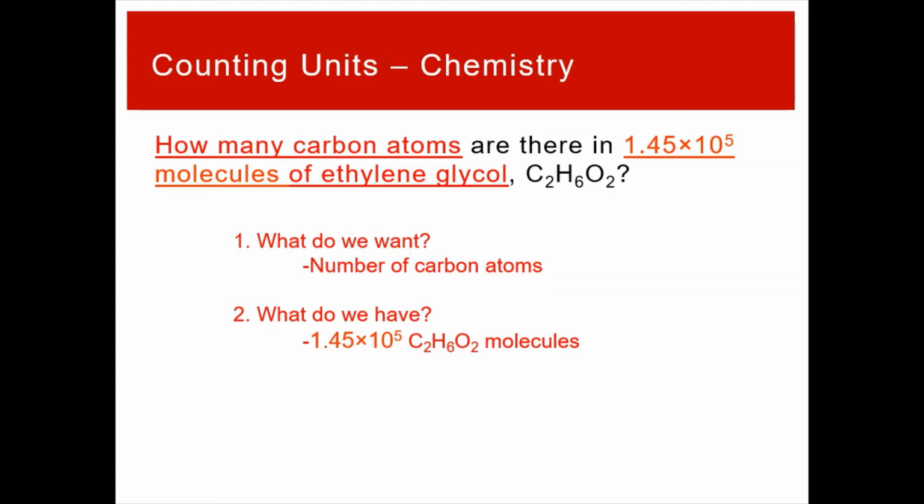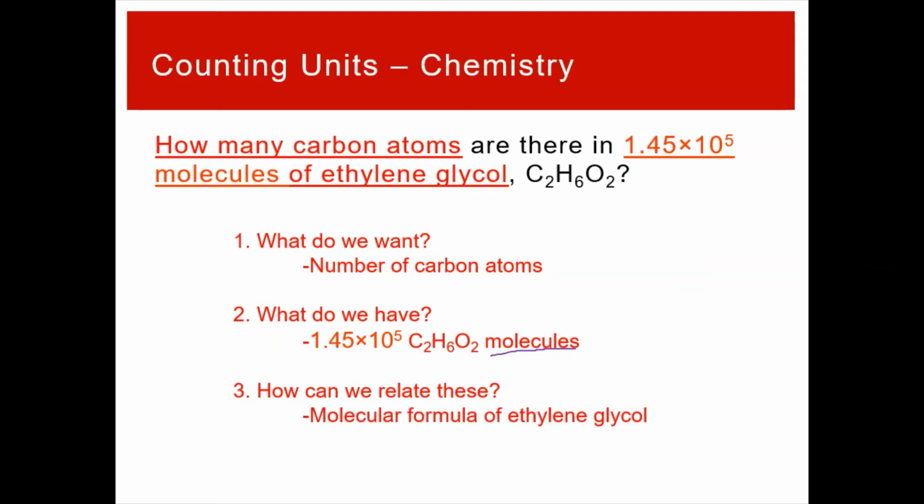So we want number of carbon atoms. We currently have number of molecules. Molecules right here are countable objects, so when we're given that value, it's a number of molecules. We want number of atoms inside those molecules. And then we can relate these via the molecular formula. If we want to know the carbon atoms, there are some carbon atoms in each molecule, so the molecular formula tells us that relationship. Now let's take a look at actually working that out.